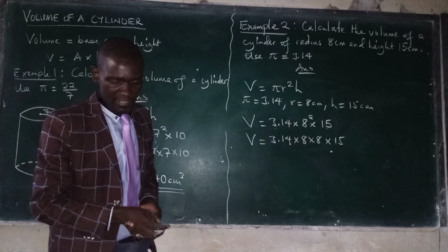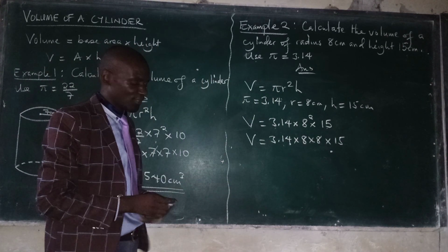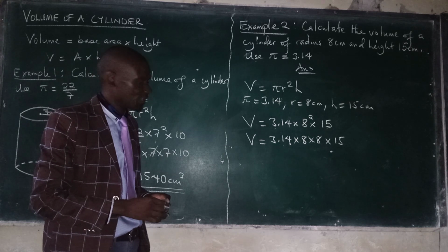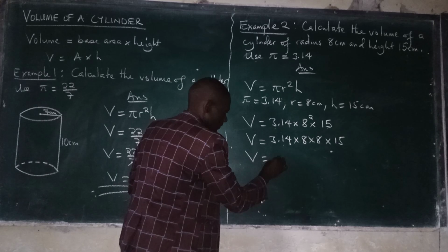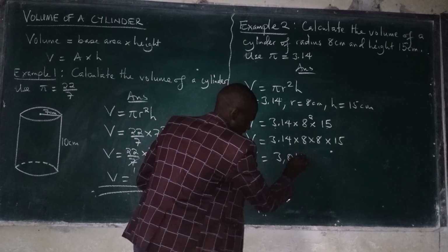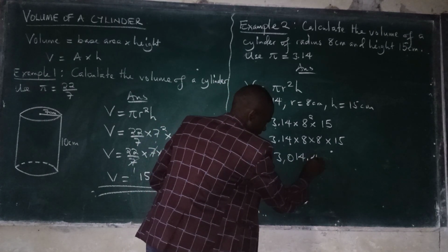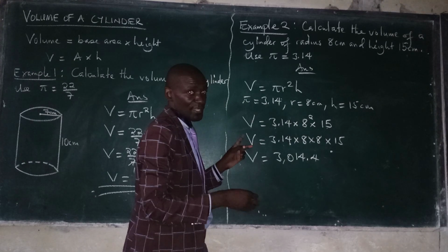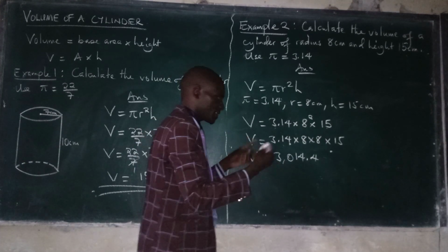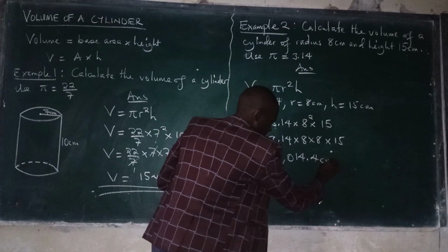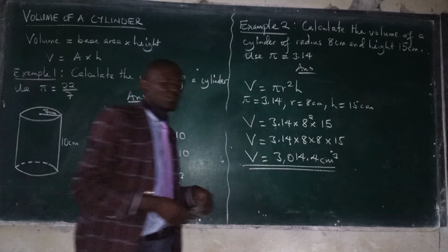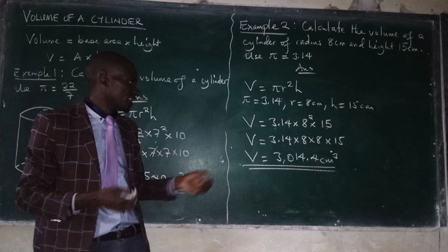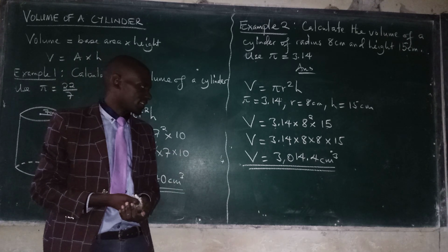That's the meaning. And then if we multiply all these, we are getting something like 3014.4. So volume is equal to 3014.4. They are centimeters, and we are saying you cube the units. The units are centimeters, therefore we say cubic centimeters. So that would be the answer for our question.